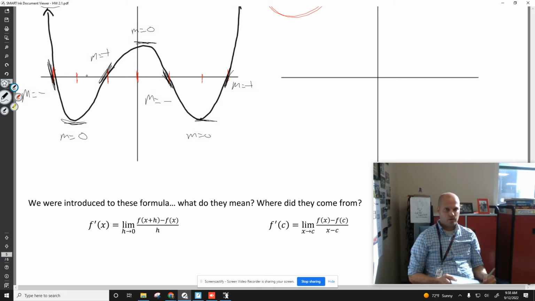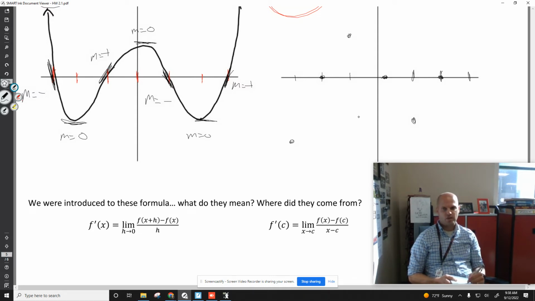Well, if I do like 1, 2, 3, at -3, my slope was negative. At -2, my slope was 0. At -1, my slope was positive. Close to 0, my slope was 0. At 1, my slope was negative. At 0, my slope is 0. At 1, my slope is negative. At 2, my slope is 0. At 3, my slope is positive.